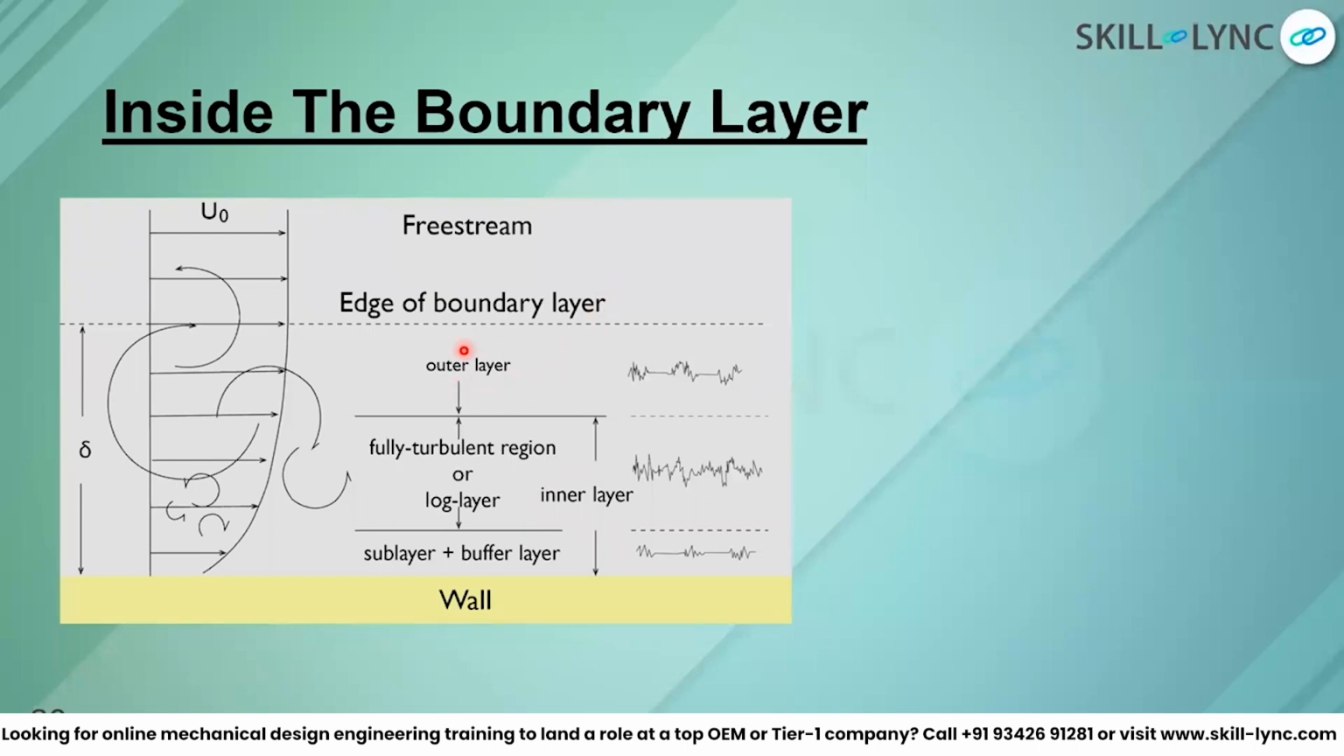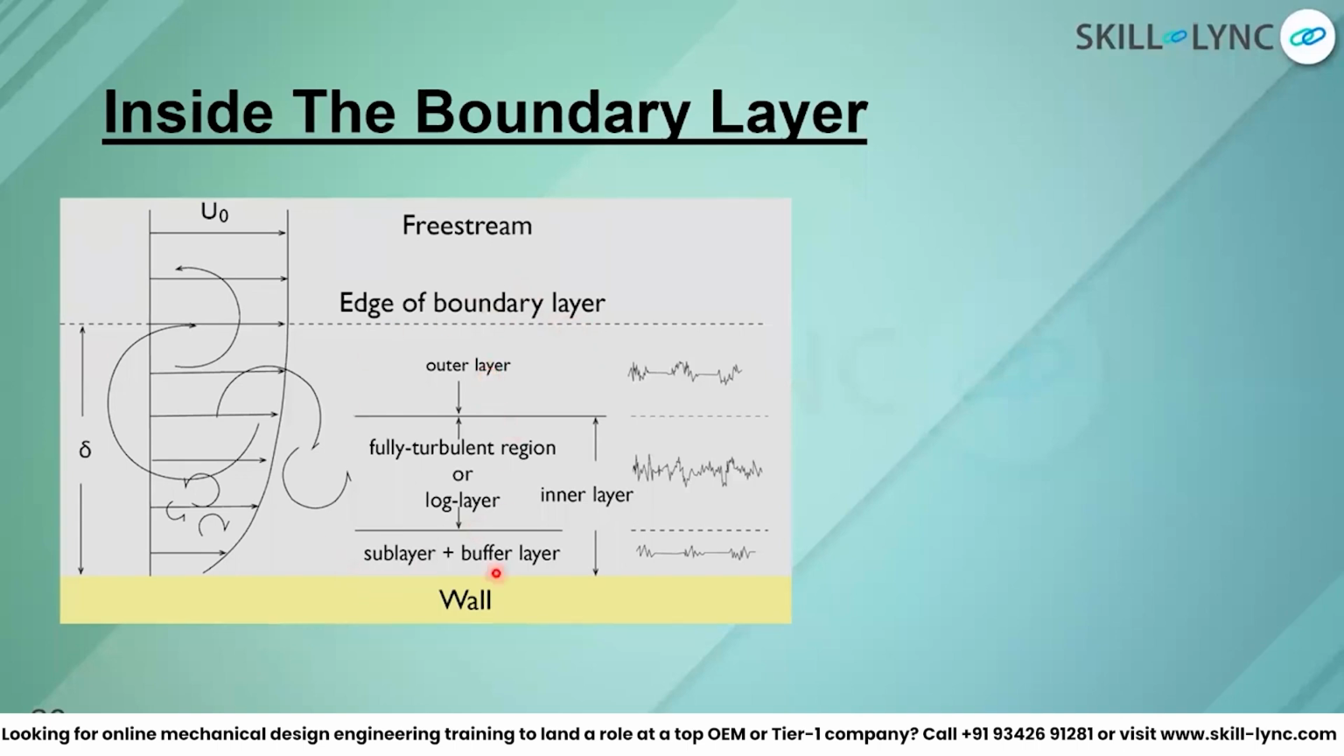The outer layer doesn't have much effect of the wall. I would say the outer layer has minimum effect of the wall. The free stream is something which doesn't have any effect of the wall. That's why it could be turbulent, I don't know. I'm not interested in what's happening in the free stream, but this is the region where the boundary layer has effect.